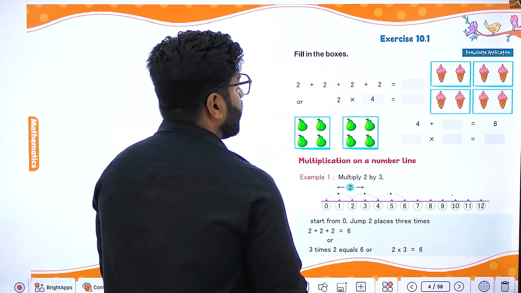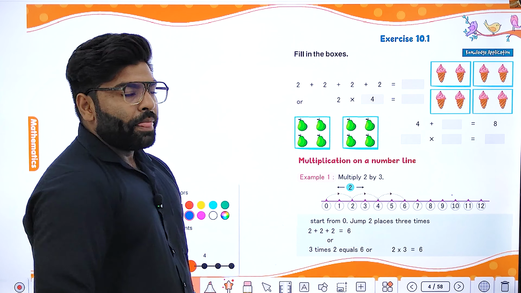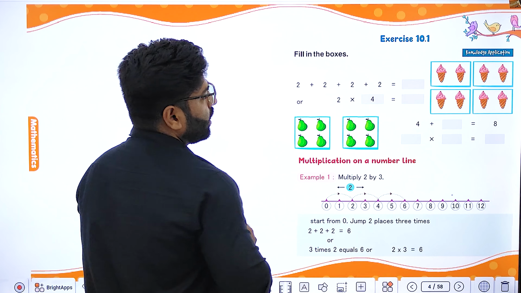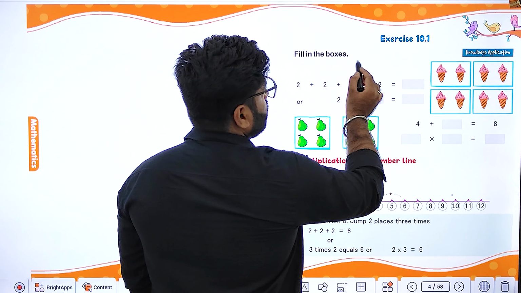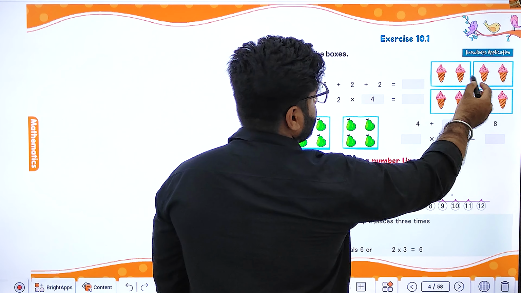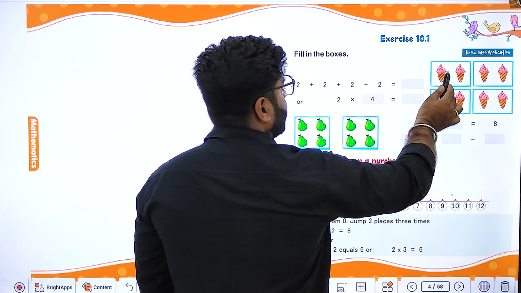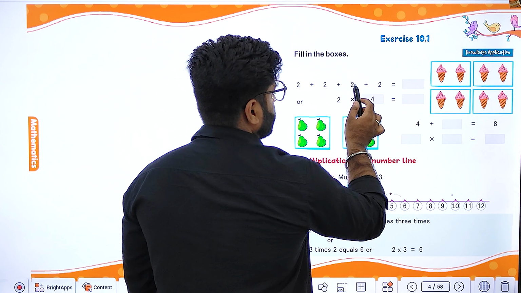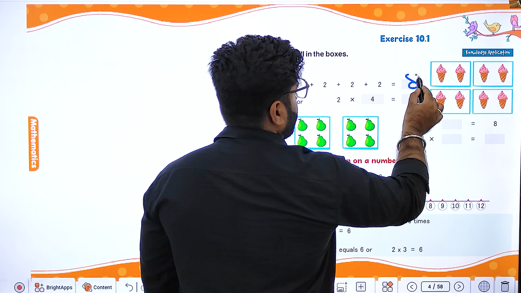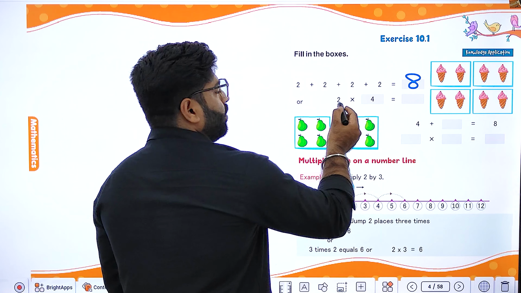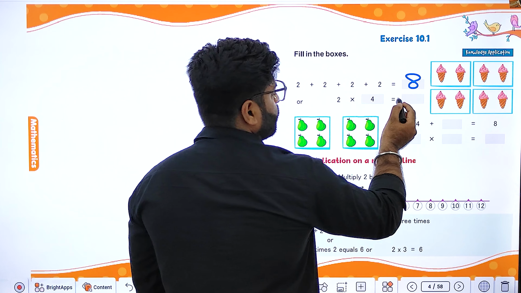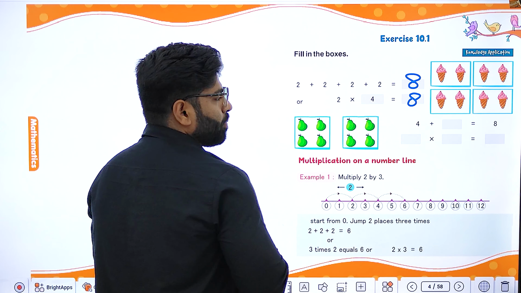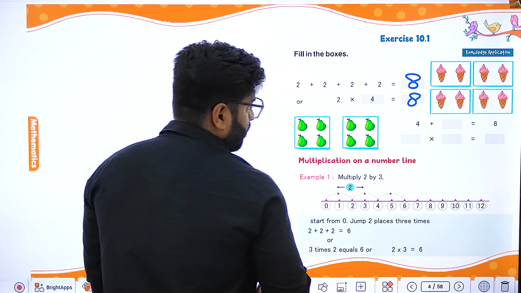So here we are having our exercise, that is 10A, and here we are going to solve the questions. Let's see what we are having here. Fill in the boxes. Here we are having ice creams, 1, 2, 3, 4, and in one group we are having 2 ice creams. 2 plus 2 is 4, plus 2 is 6, plus 2 is 8. So we are having a total of 8 ice creams, or we can say that 4 times 2 is 8. Next part is for your practice.